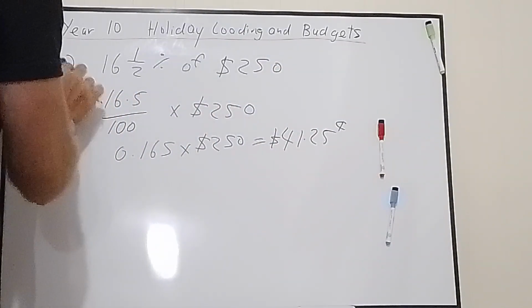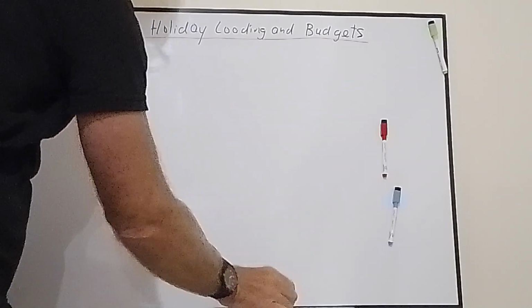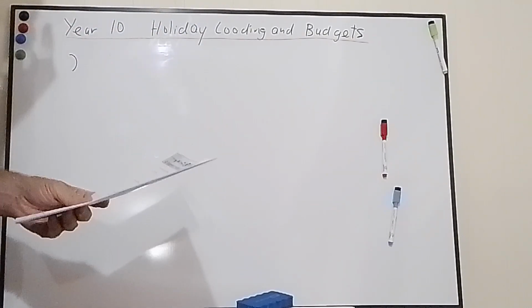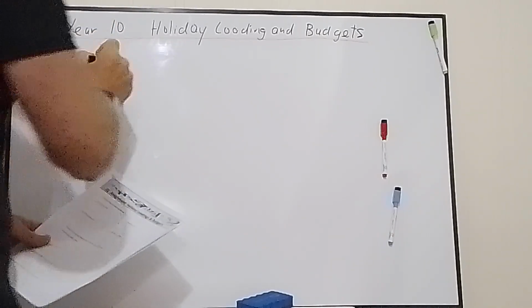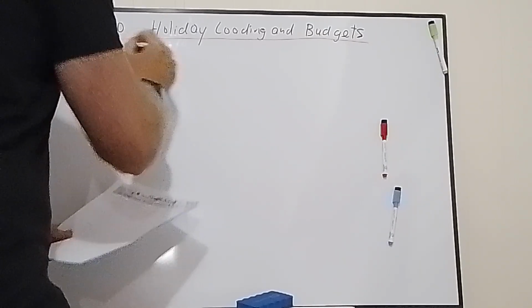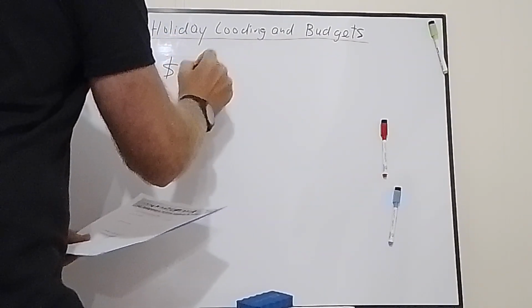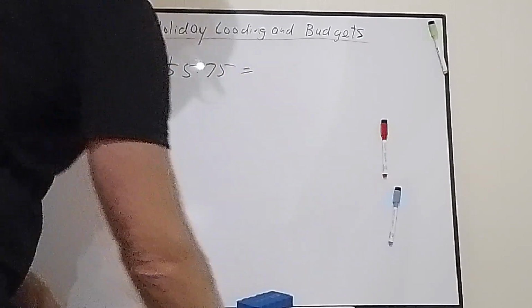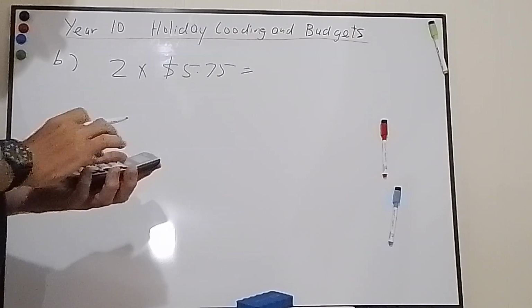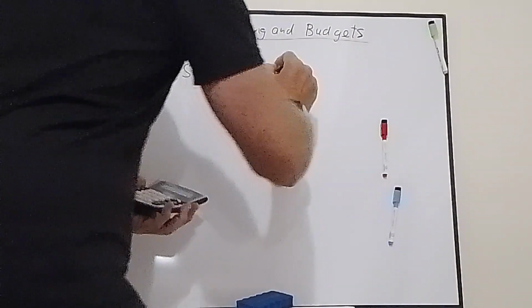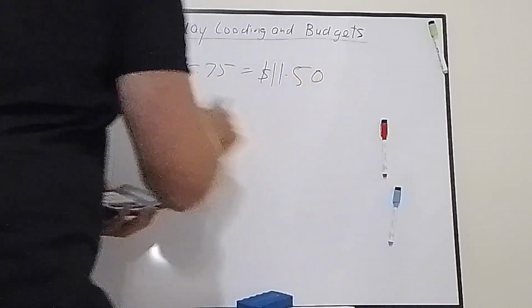B is 200% of $5.75. Okay, so B, 200% is just going to be 2 times $5.75 equals, 2 times 5.75 equals 11.5, which becomes $11.50.